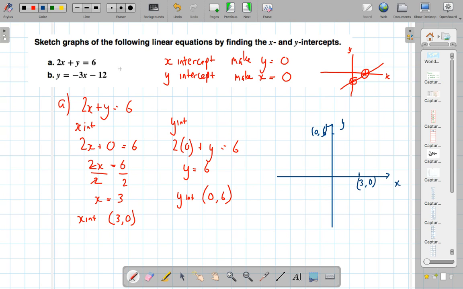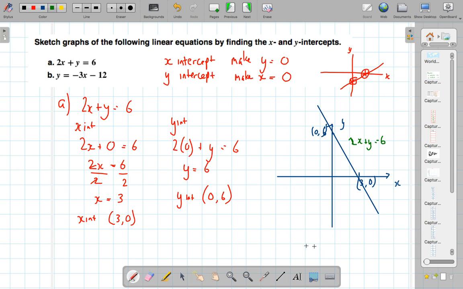Now, to draw the graph, we simply join them up. So get a straight line happening. Let me do better than that. It's not easy to do here. I'll do the best I can. There we go, it's not too bad. Okay, so that's the graph of 2x plus y equals 6. Sometimes it's a good exercise just next to the graph to write the equation. So we've got 2x plus y equals 6.